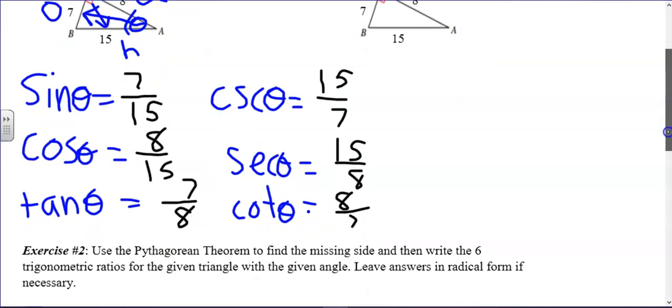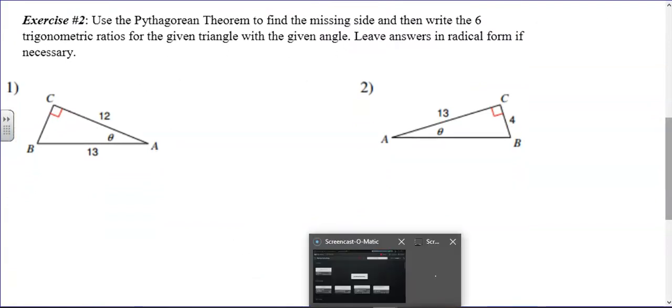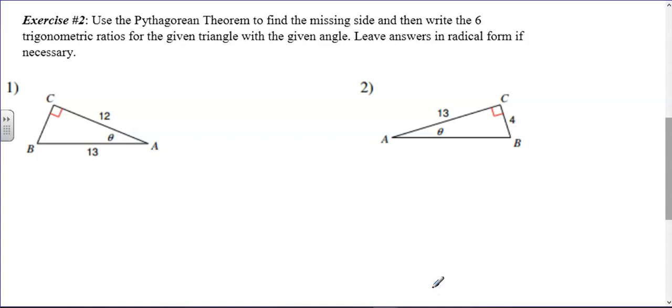Okay, we're going to do one more together in our video. So let's take a look at number 2. Okay, so for number 2, there's a missing side. So we've got to find the missing side first using the Pythagorean theorem. Then we're going to do exactly what we just did. Leave your answer in radical form when necessary. So we're going to do number 1.